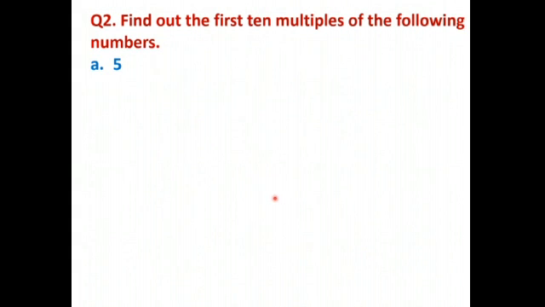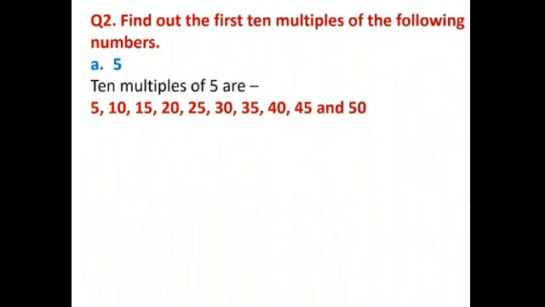Now the next question is find out the first 10 multiples of the following numbers. So how we will find out? The first question is 5. We have to find 10 multiples of 5. So 10 multiples of 5 are, we just have to write the table of 5, nothing else. 5 ones are 5, 5 twos are 10, 5 threes are 15, 5 fours are 20, 5 fives are 25, 5 sixes are 30, 5 sevens are 35, 5 eights are 40, 5 nines are 45 and 5 tens are 50. Okay, so these are the 10 multiples of 5.